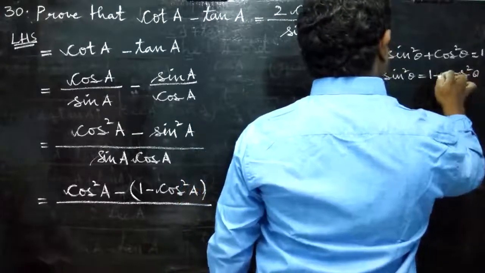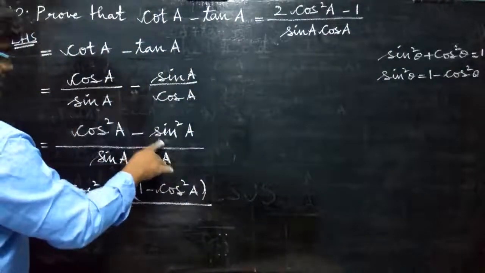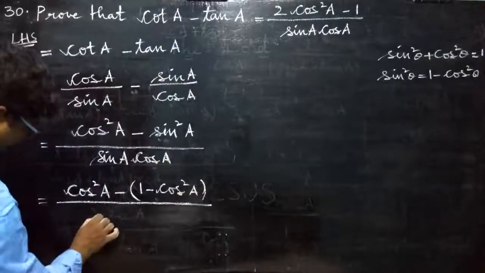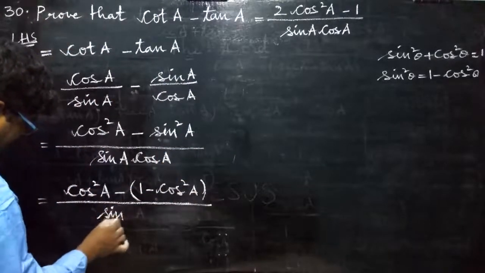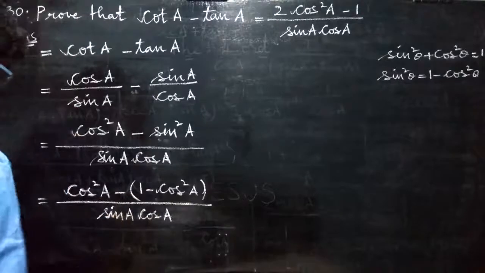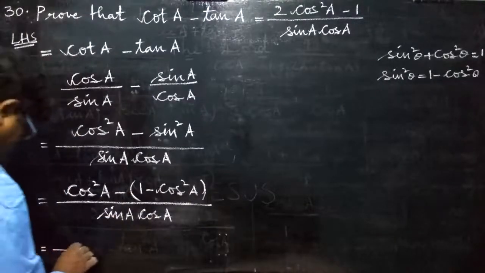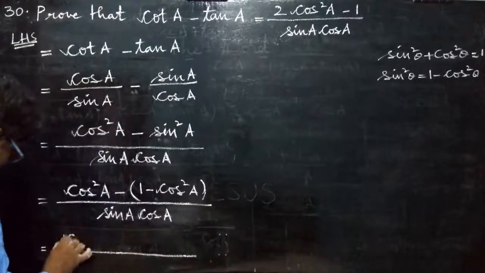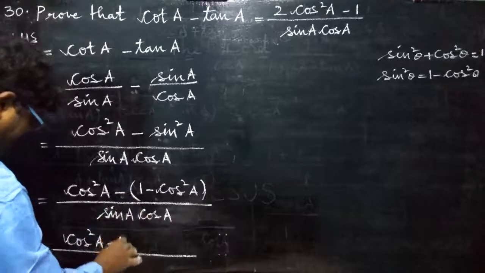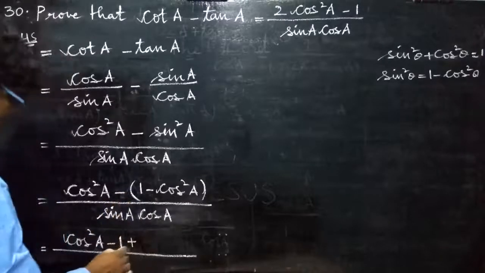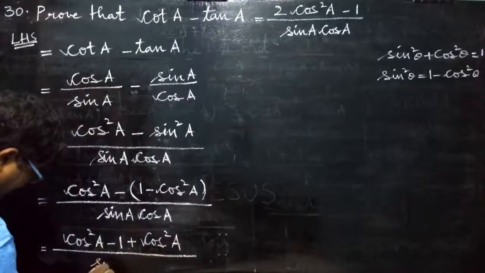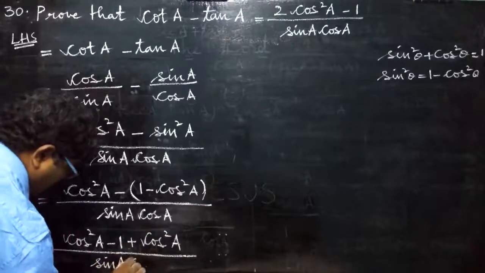So, in the place of sin square theta, we replace 1 minus cos square. Here A is there, so you write A. The denominator as it is, because we already got the denominator: sin A into cos A. Now send minus inside the bracket. That is equal to cos square A, minus into plus is minus 1. Minus into minus is plus cos square A. Cos square A. The denominator is sin A into cos A.